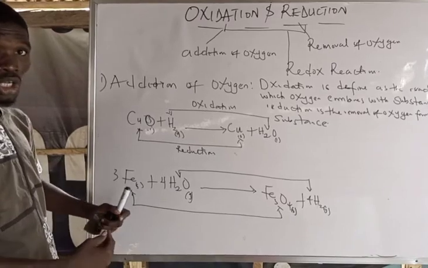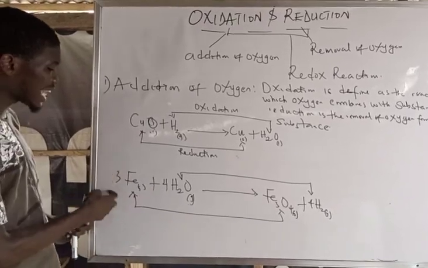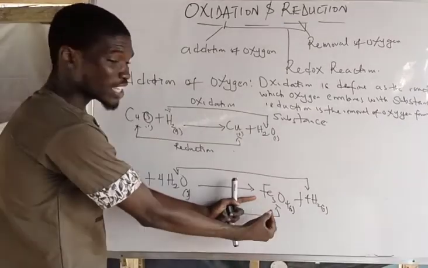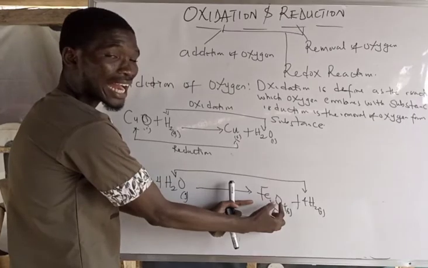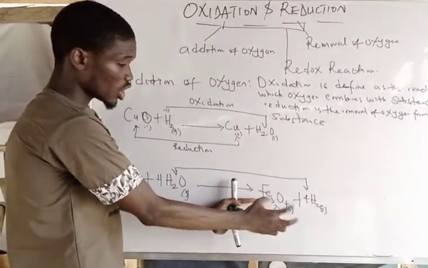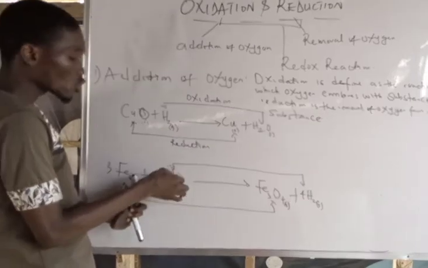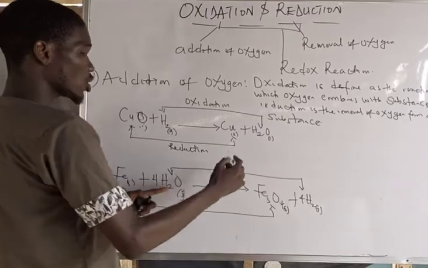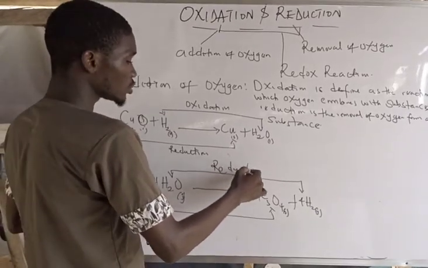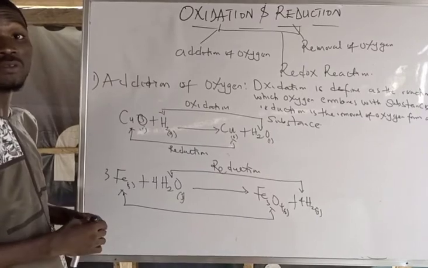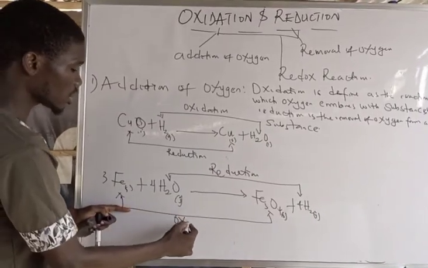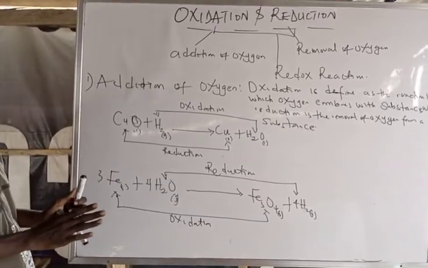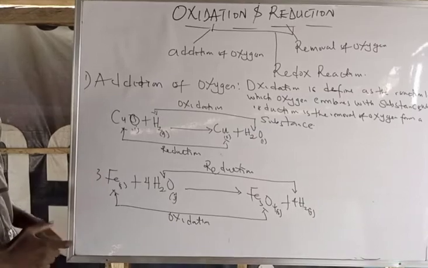While the addition of oxygen is oxidation. Look at this iron 2 here. It's being oxidized to iron 3. It means iron added oxygen, or combined with oxygen, to give us this compound. Here we have water, and as soon as I remove this oxygen I have hydrogen gas here. I call this reduction because we remove oxygen from the substance, while this one is oxidation, addition of oxygen. So that's the first explanation on the addition of oxygen.